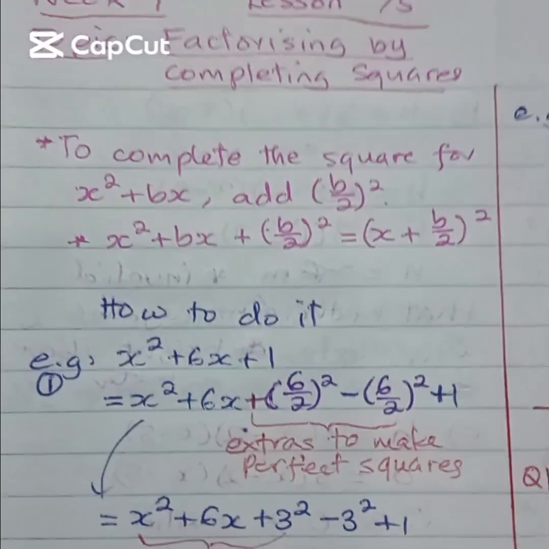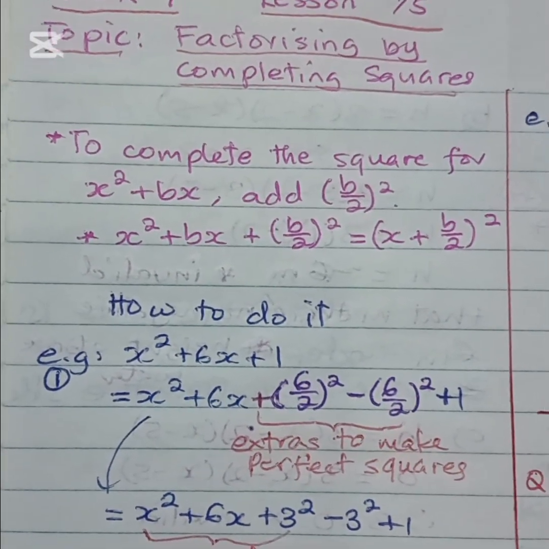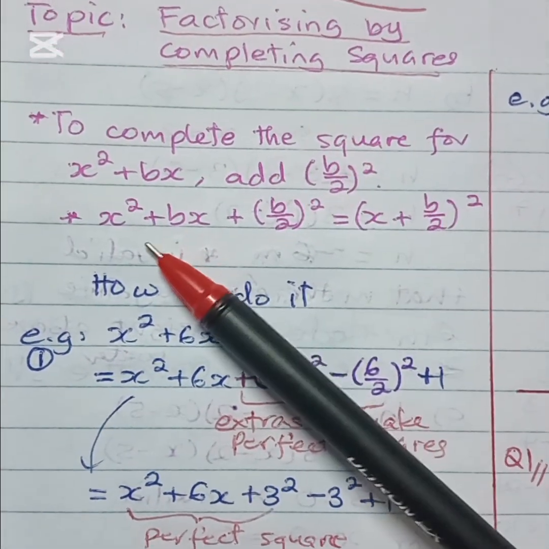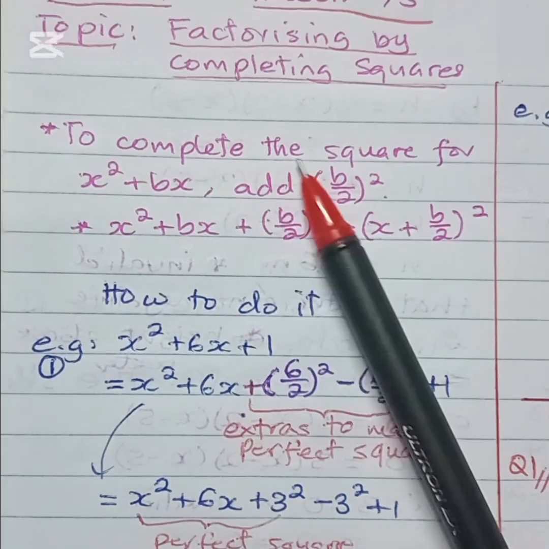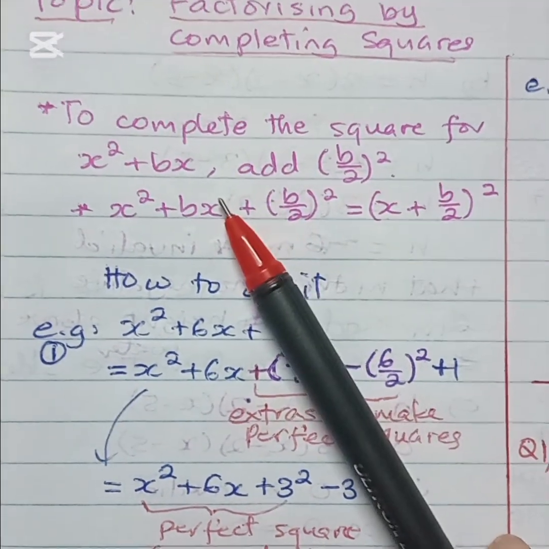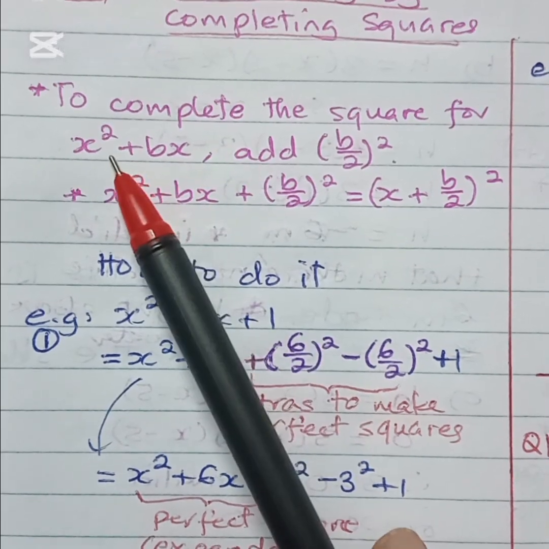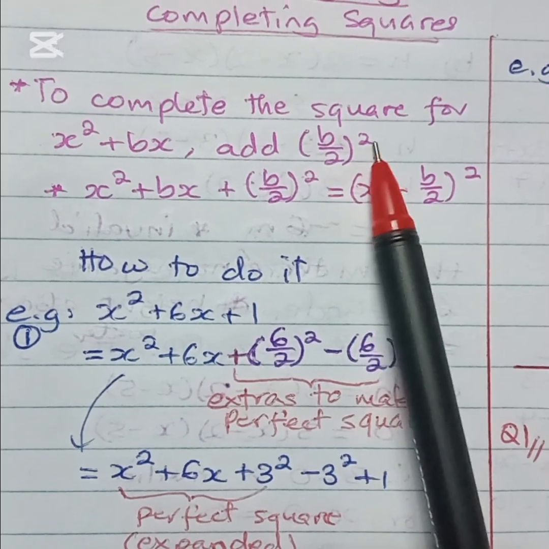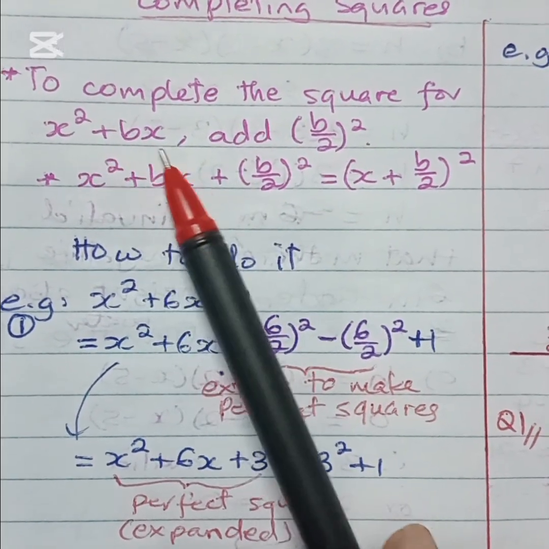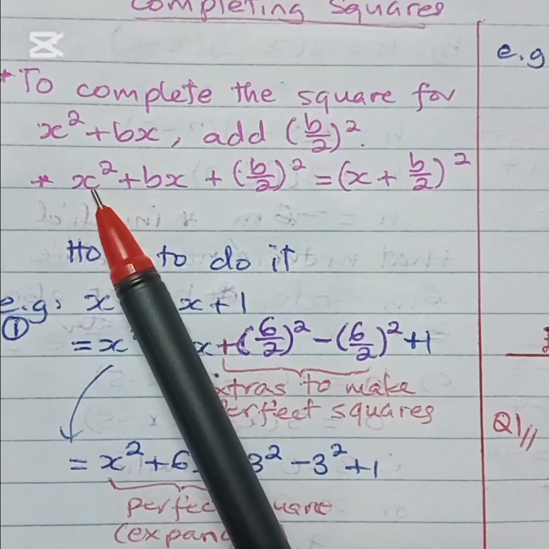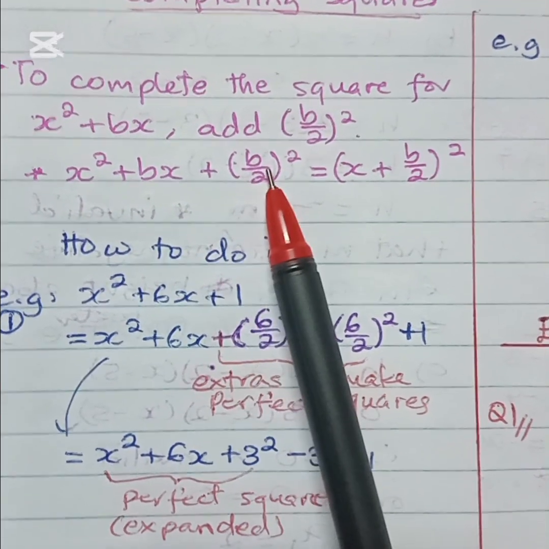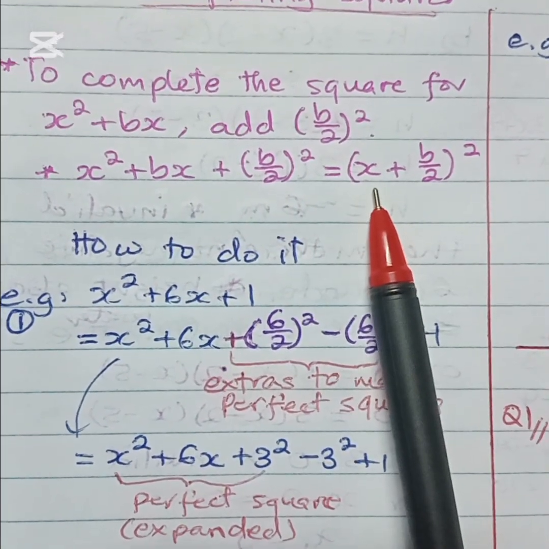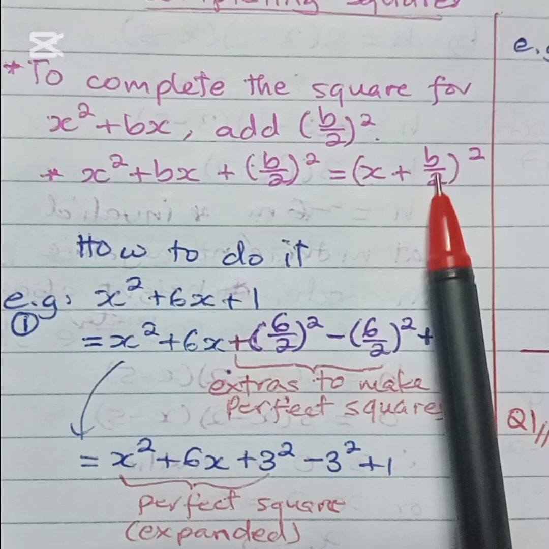We're back again, and this time we're talking about factorizing quadratic equations by completing squares. Okay, to complete the square in a quadratic equation, this is how we do it. We get the b term and we divide it by 2, we square it, and then we add it to x squared plus bx. So we'll get something like this: x squared plus bx plus half of b squared, which gives us a perfect square, x plus b over 2 squared.